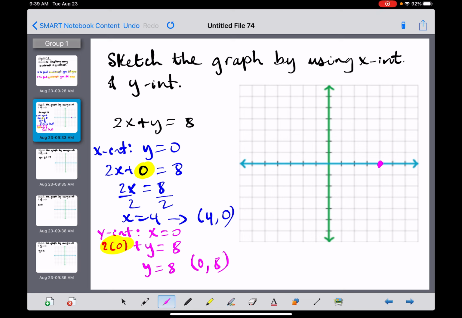Okay, so when we plot them onto our graph, (4, 0), 1, 2, 3, 4, and (0, 8), 1, 2, 3, 4, 5, 6, 7. So 8's up here somewhere. And then connect the dots. We're done. And this is how you find the x-intercept and y-intercept.